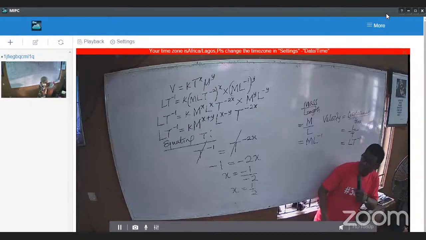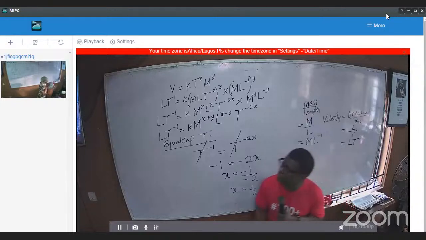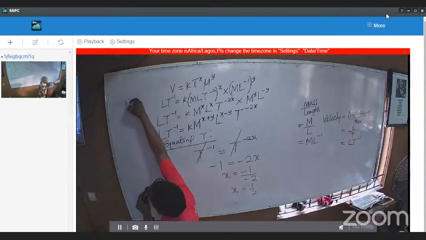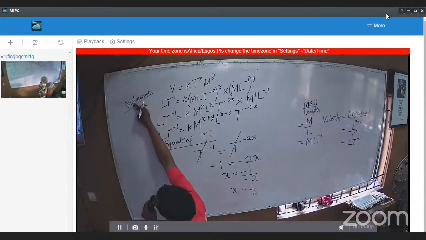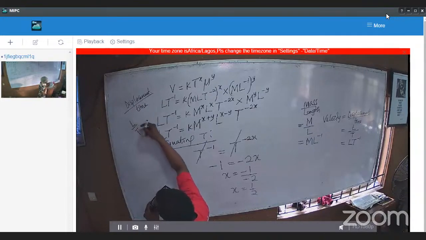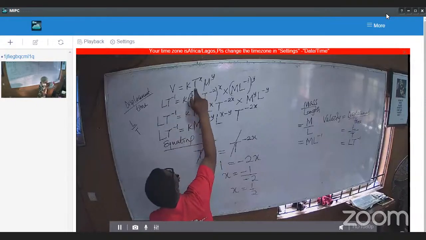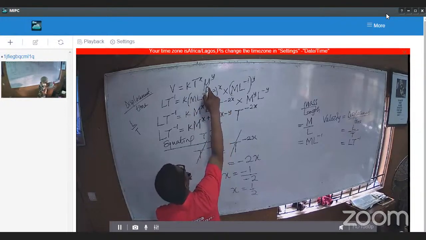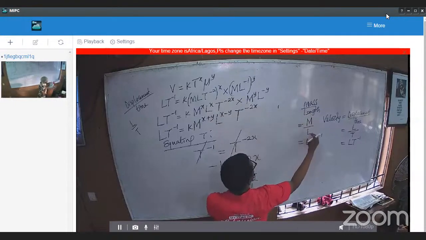So that's it. Let me go through it again. Velocity is displacement over time. What's our displacement? Don't forget the displacement. That's L. Time is T, so it will go up as LT minus 1. Our T is tension. Mu is mass per unit length, which will go up as minus 1.